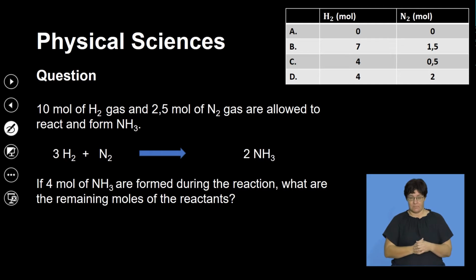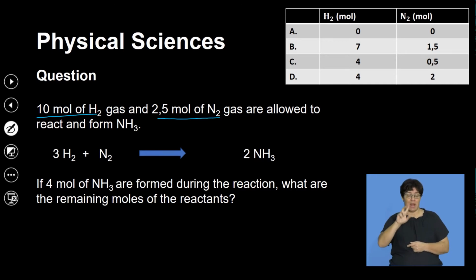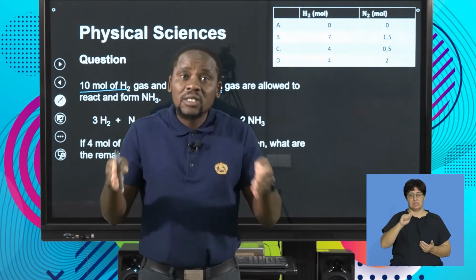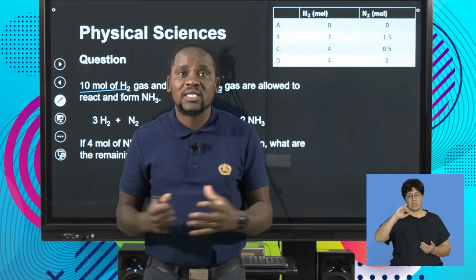So this question says 10 moles of hydrogen gas and 2.5 moles of nitrogen gas. Okay, these are the two reactants. They are allowed to react to form ammonia according to the following balanced equation of reaction. So the equation of reaction, what does it tell us? It tells us that this is the stoichiometric ratio in which these substances actually react with each other, right?